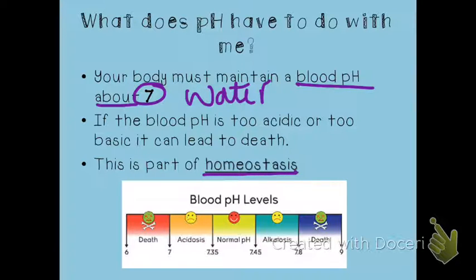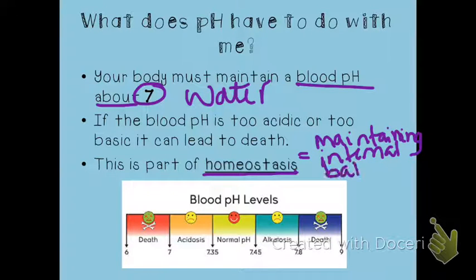Okay? Homeostasis is maintaining internal balance. Okay, so maintaining internal balance within our bodies and within our cells, that is homeostasis. Okay, which means that if our blood pH becomes too acidic or too basic, we can actually die. It can be equal to death. Okay, so down here I've included a little diagram, and we see our normal pH is somewhere between 7.35 to 7.45.